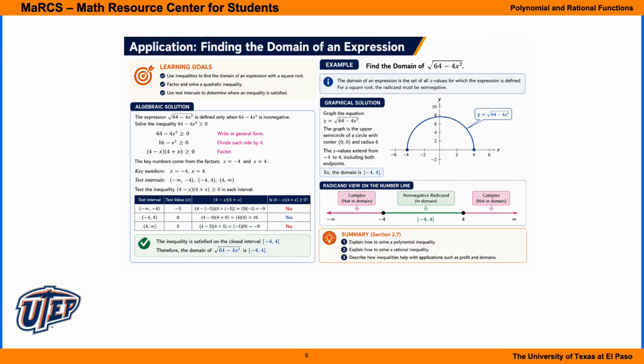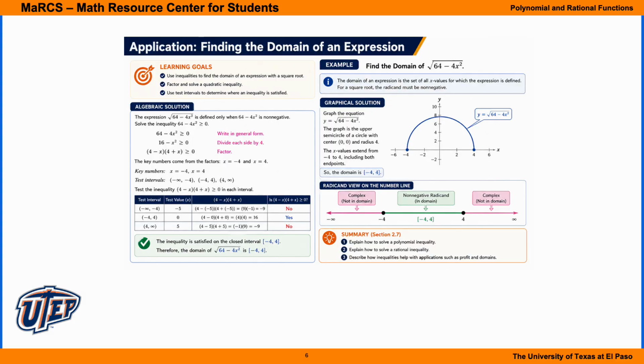Now for each of those intervals, we can choose a test value. So for negative infinity to negative 4, we chose the value -5. So f of -5 will give us -9. So our inequality does not hold on that interval because we are looking for values such that 64 minus 4x squared is greater than or equal to 0. So for the interval -4 to 4, we chose the value 0. So f of 0 will give us 16, and since it is positive, then that interval will hold. That means that the values within that interval will all be greater than or equal to 0.